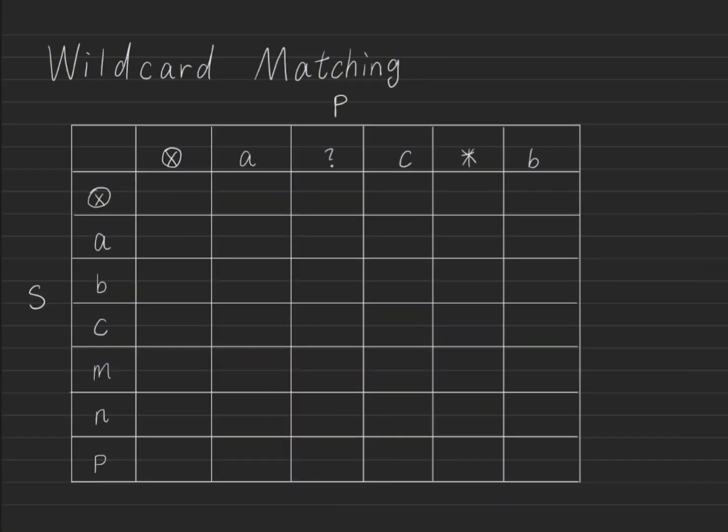To start, let's build the first row of the table. An empty string matches the empty string, so dp at index 0, 0 will always be true. However, afterwards, S remains empty, which means P has to contain only stars. In this case, P has an A, so this is false, and the rest of the cells will also be false.